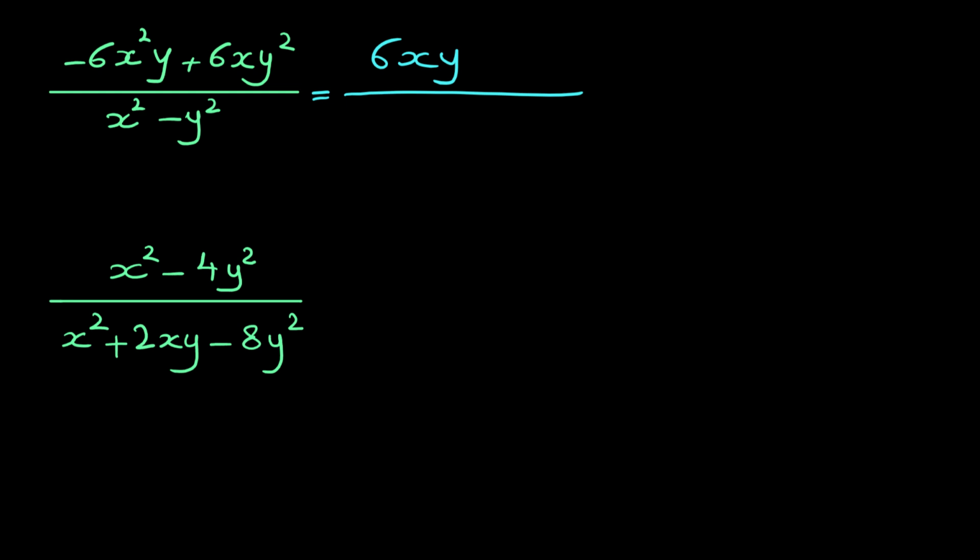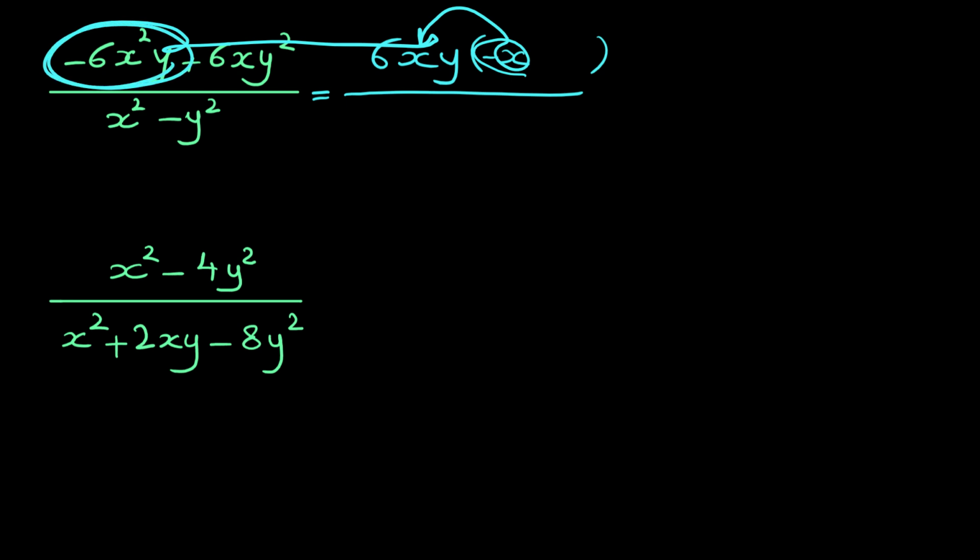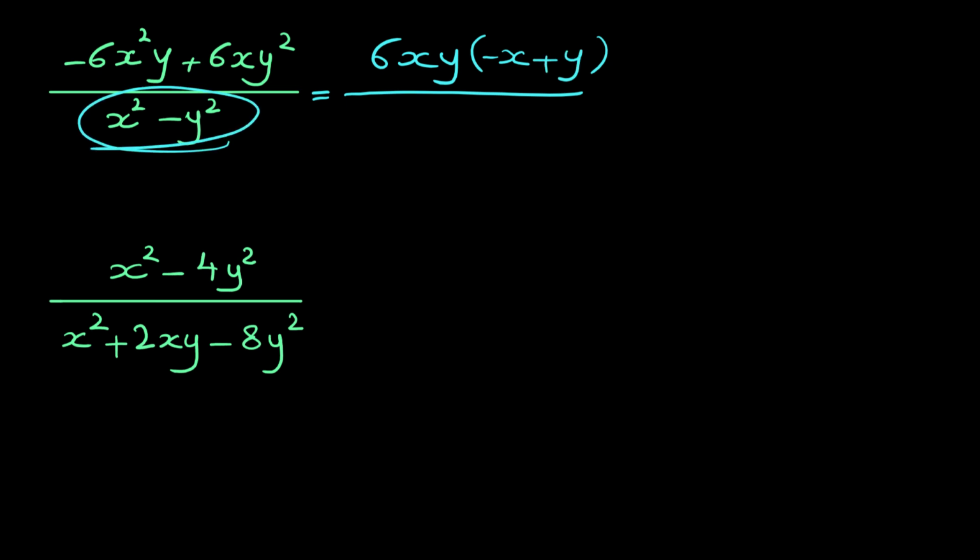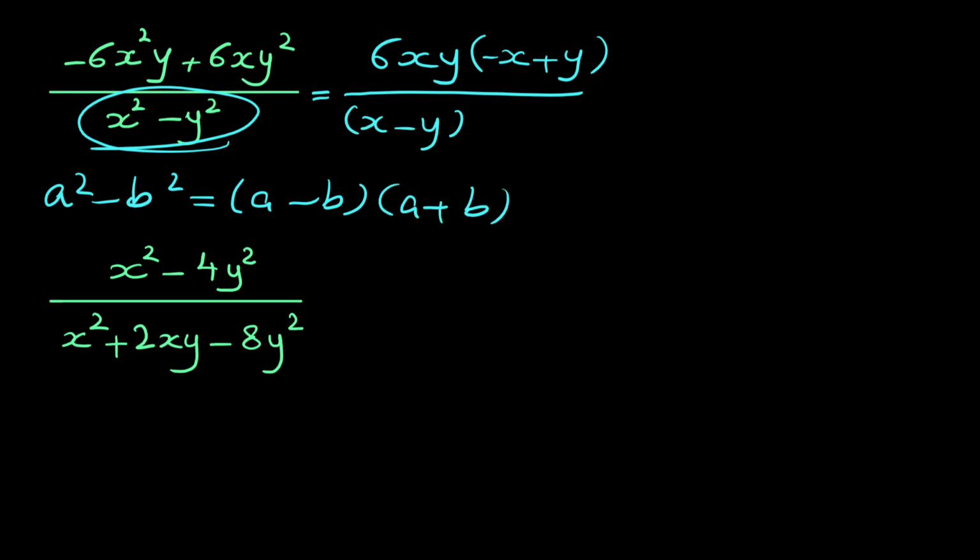By factoring 6xy, what do we have in the bracket? By factoring this from the first term, we have a negative x. Attention, negative x times this would be exactly this term. And then we have plus y. Negative x plus y. What about the denominator? In the denominator, we have x2 minus y2, and x2 minus y2, by this famous identity, is x minus y times x plus y. This is the factored form of the denominator.